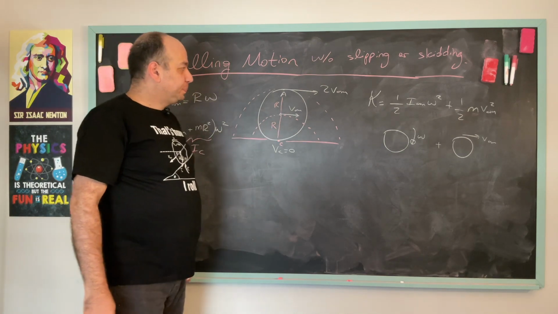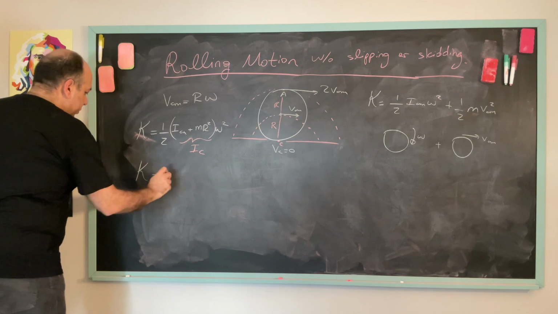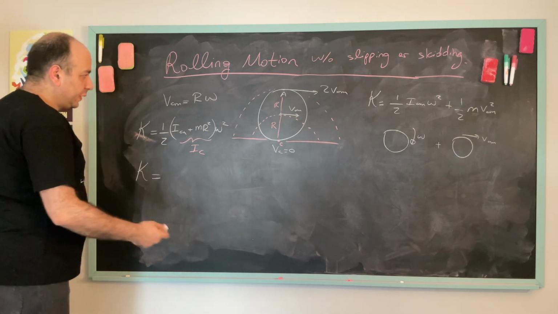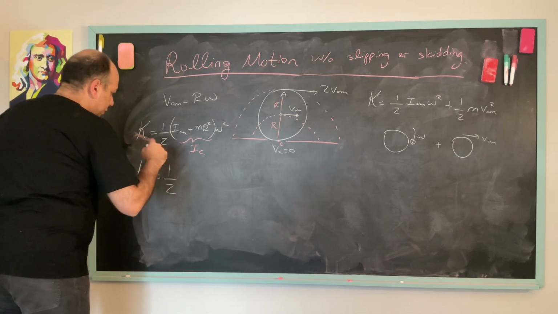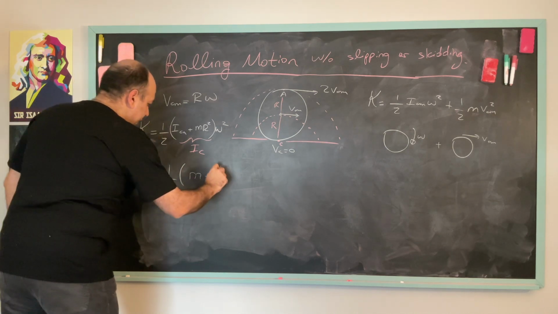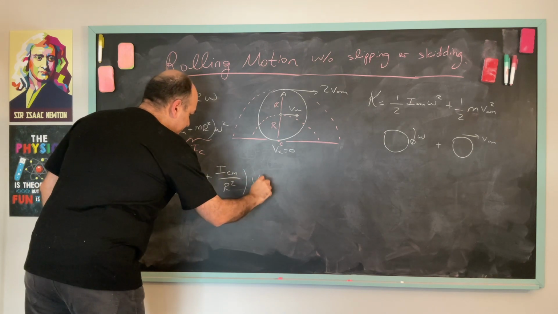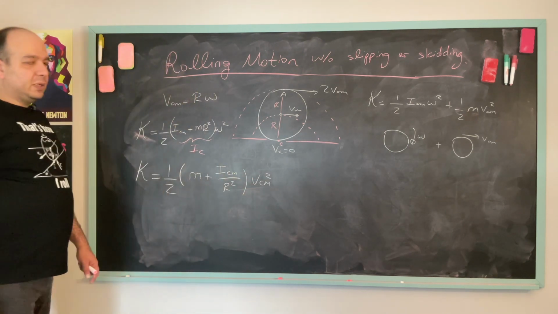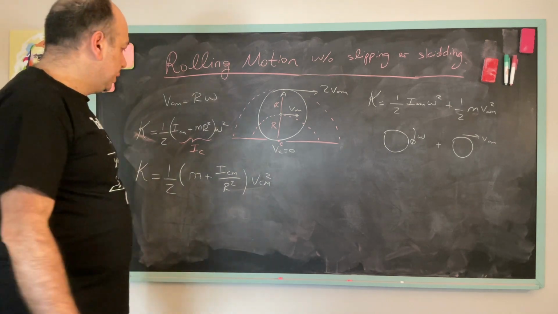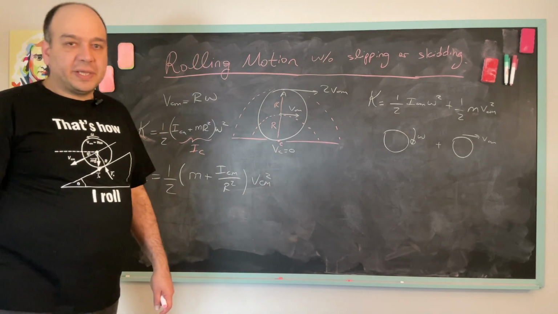Okay, so the kinetic energy can also be written in terms of V center of mass. If you want to follow that approach, it is 1/2 (m plus I center of mass over r squared) times V center of mass squared. So depending on the problem, you can choose either one of these expressions to write down the kinetic energy of the problem.